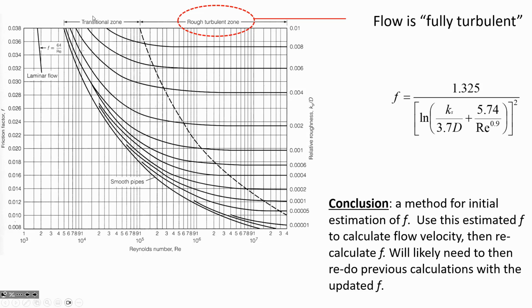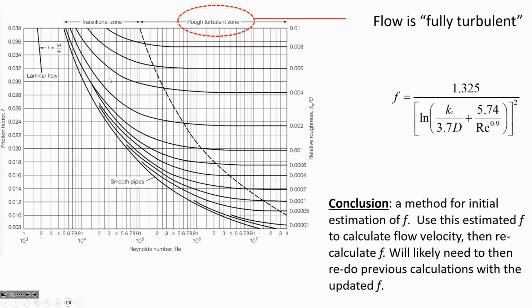And if we look at the Moody diagram, there's a section of the Moody diagram where the f value is affected by both a change in Reynolds number and the relative roughness. But then once we get past this dashed line, we notice that the curves are flattening out.